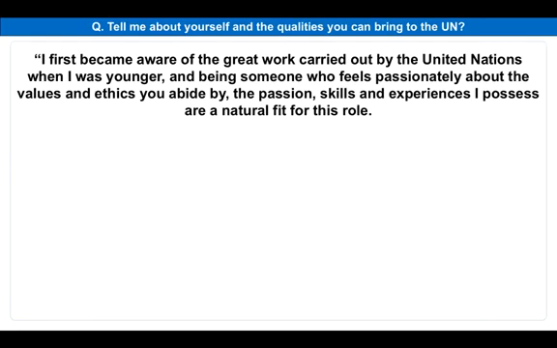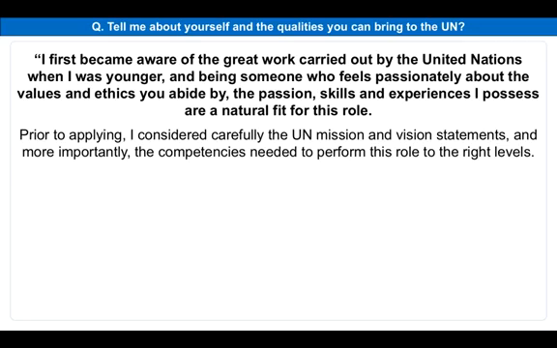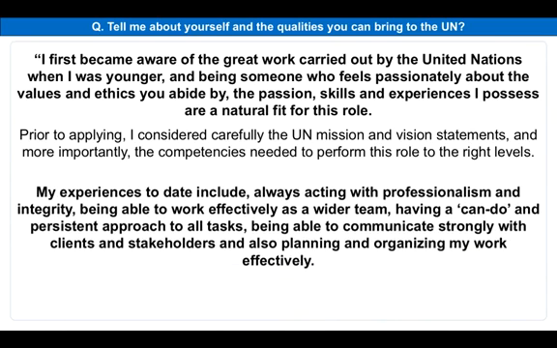I first became aware of the great work carried out by the United Nations when I was younger, and being someone who feels passionately about the values and ethics you abide by, the passion, skills and experiences I possess are a natural fit for this role. Now, prior to applying, I considered carefully the UN mission and vision statements, and more importantly, the competencies needed to perform this role to the right levels.